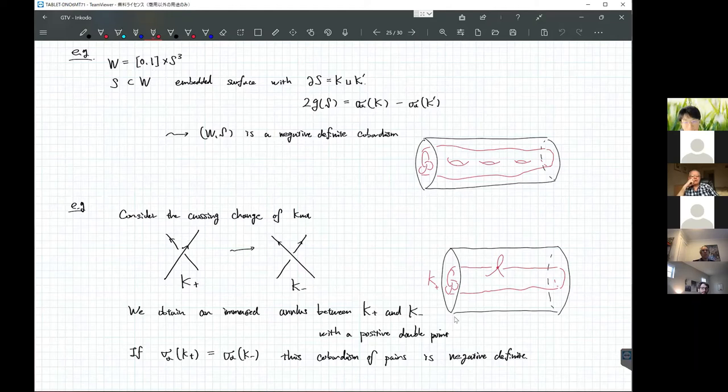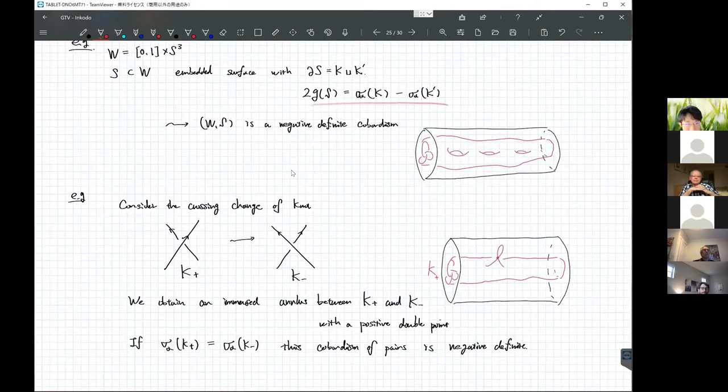Okay, this is an example of a negative definite pair. First is the case where S is embedded. W is a cylinder like this. And if S satisfies this condition, where g is the genus of S, and sigma alpha of K and sigma alpha of K prime are the Tristram-Levine signatures of two knots, then W and S is a negative definite cobordism. This condition arises by an index reason.